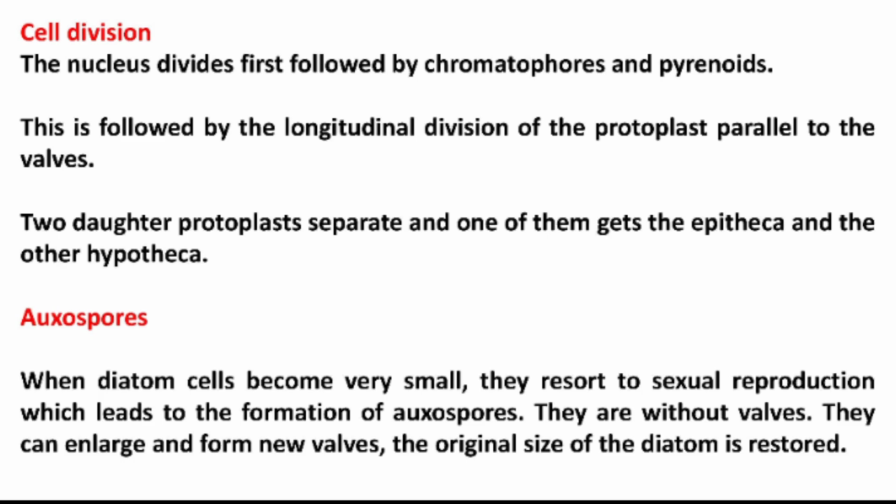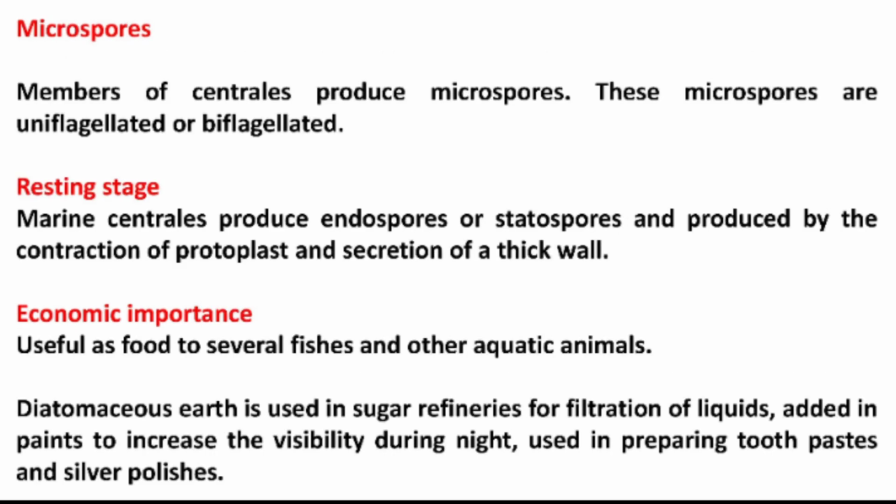Auxospores. When diatom cells become very small, they resort to sexual reproduction which leads to the formation of auxospores. They are without valves. They can enlarge and form new valves. The original size of the diatom is restored. Microspores. Members of centrales produce microspores. These microspores are uniflagellated or biflagellated.